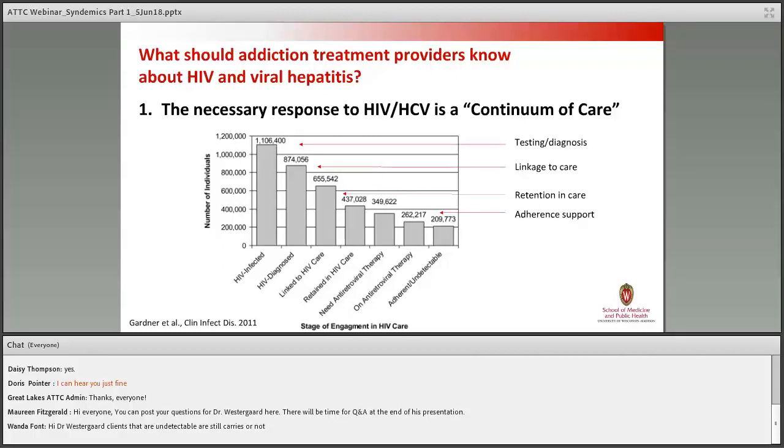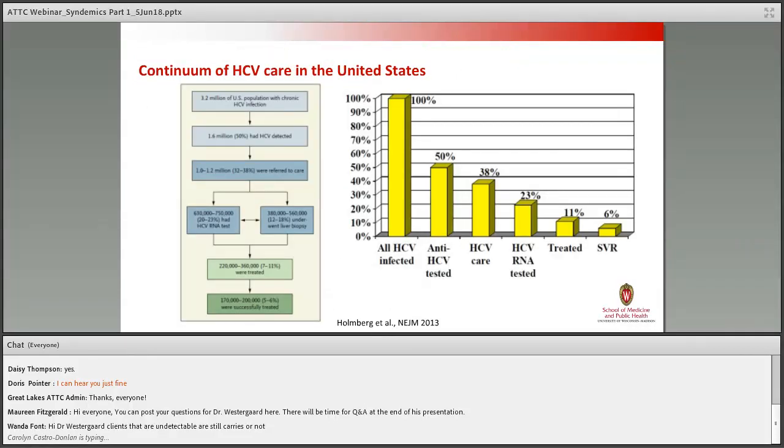This is a model that I think just about every clinical research or public health HIV talk has some version of this slide, and CDC has really embraced it and set national goals on how to improve the various aspects of this continuum, this cascade.